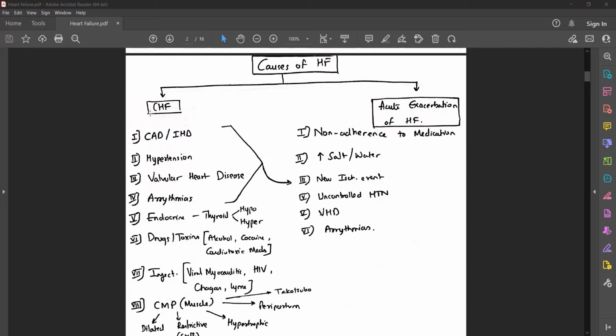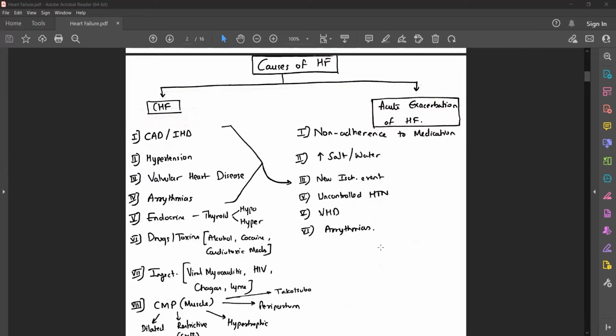And then all these first four causes of heart failure can also lead to acute exacerbation of heart failure. That is, if the patient has some new ischemic event. A patient coming in with acute exacerbation, you should have a high suspicion if they have a new ischemic event. Uncontrolled hypertension, valvular heart disease. If the patient has severe valvular heart diseases and if they are not corrected either surgically or through procedures, the patient can go back and forth into acute exacerbation of heart failure.